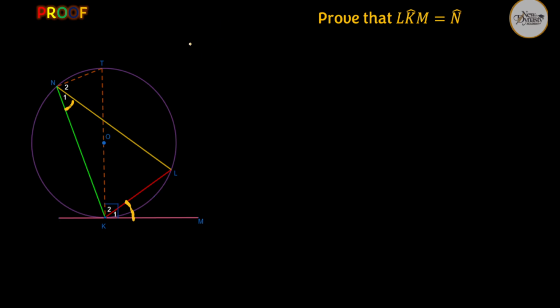So let's write what we are constructing here. You always have to write it down. I'm just going to say construct: draw a diameter KOT. And after you've done that, you're following the dotted lines.